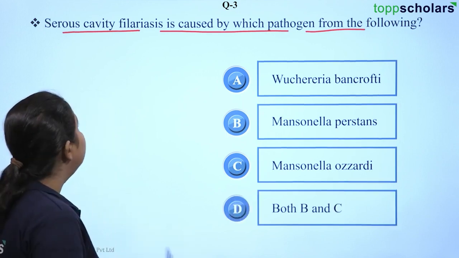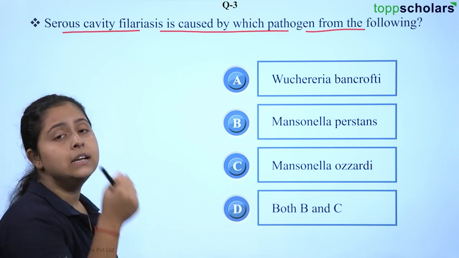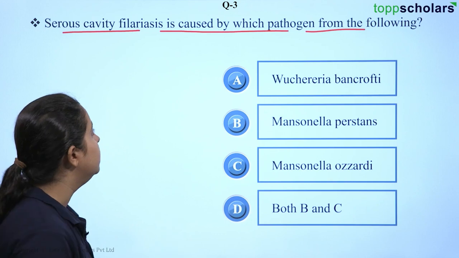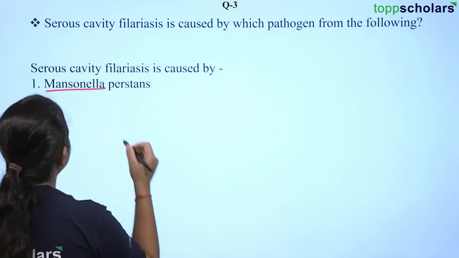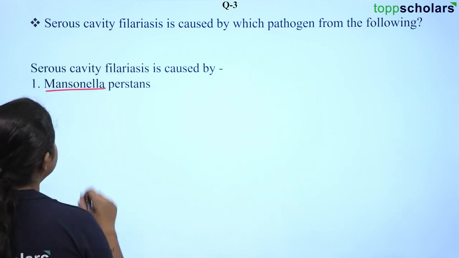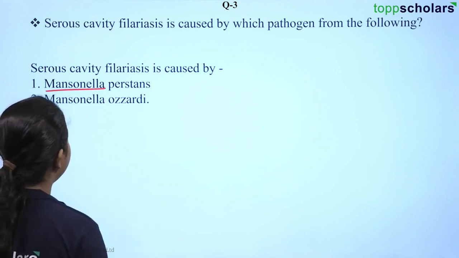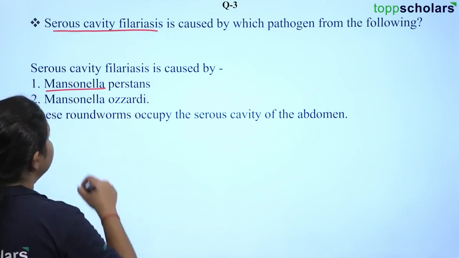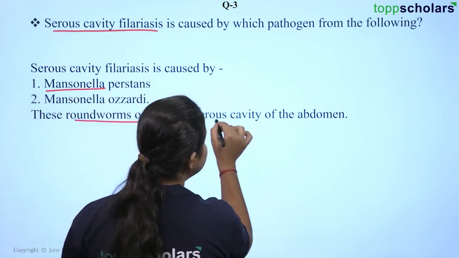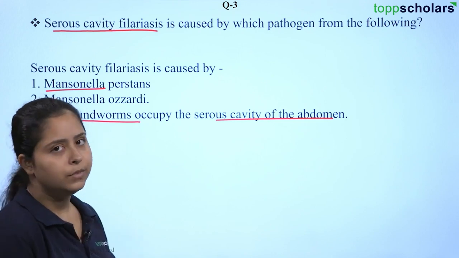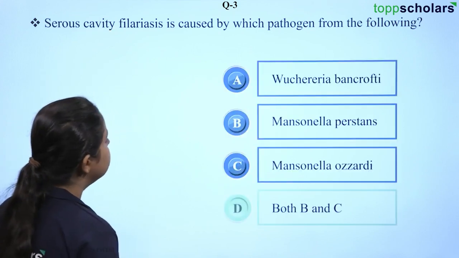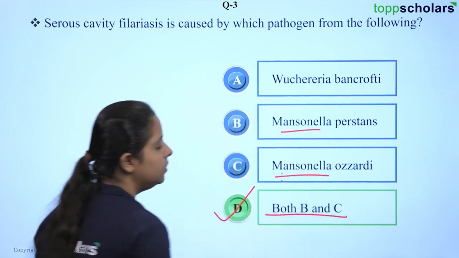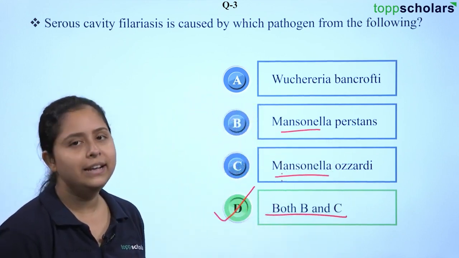So, over here in serous cavity filariasis, the location which is targeted is the serous cavity of the abdomen. And the causative agent is coming from the genus Mansonella. Mansonella perstans and ozzardi are the two organisms which are the causative agents for this condition. These roundworms occupy the serous cavity of the abdomen. Therefore, the correct answer becomes option D, which contains B as well as C. Now, let us proceed with the next question.